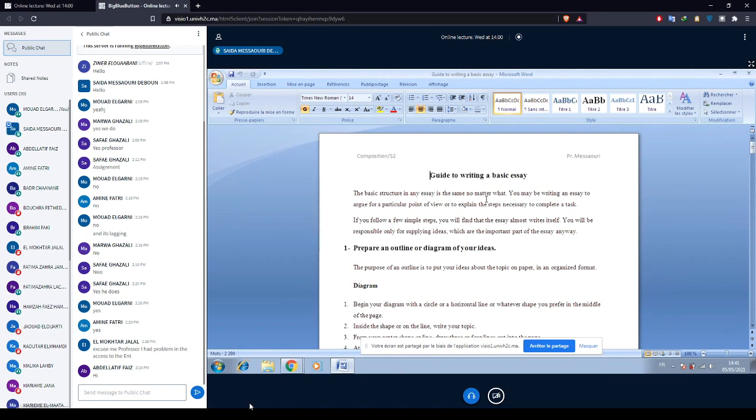So you may be writing an essay to argue for a particular point of view, or to explain the steps necessary to complete a task, whatever it is. If you follow a few simple steps, you will find that the essay almost writes itself. You will be responsible only for supplying ideas, which are the important part of the essay anyway. They are important, but it's not the ideas I'm going to judge at the exams. I judge the structure, I judge the techniques, I judge whether the student has followed what I have said, and I do not judge the ideas.